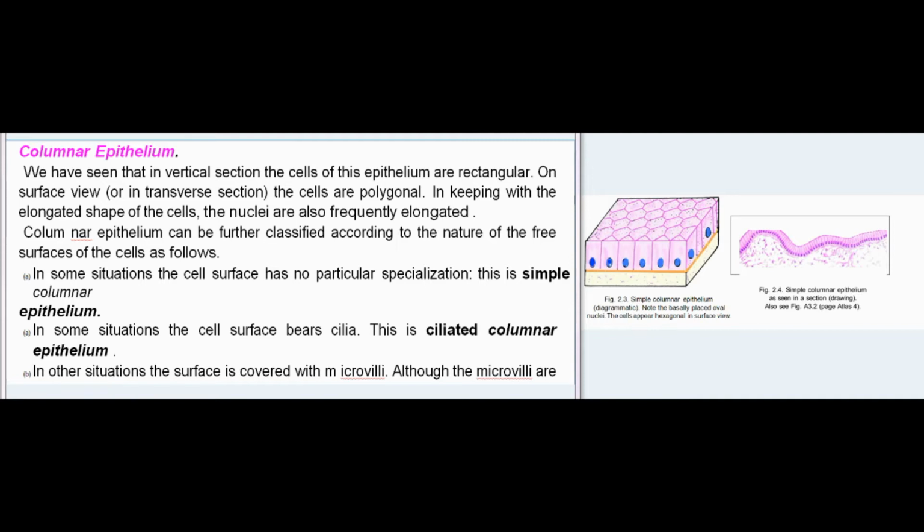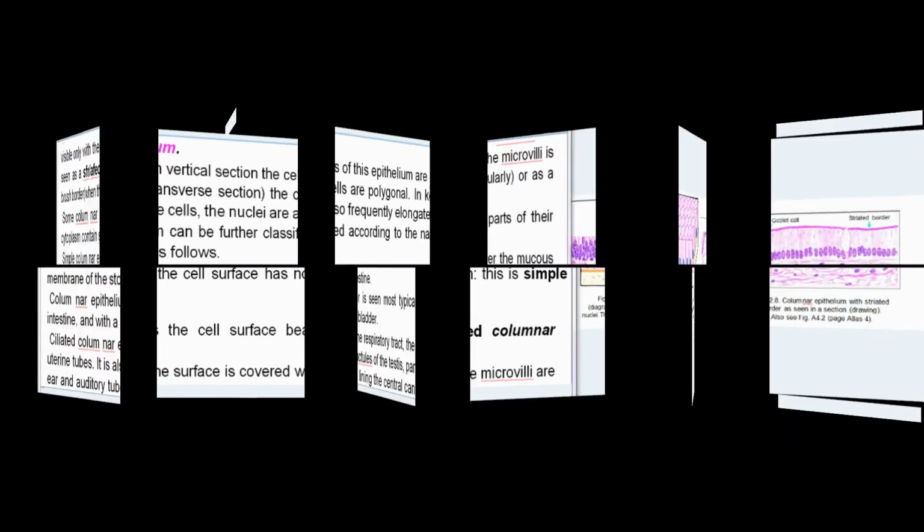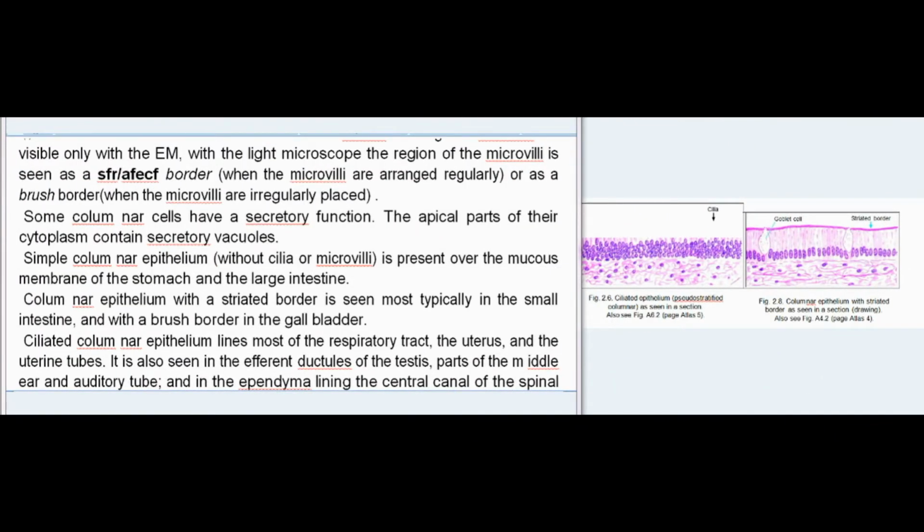A. In some situations the cell surface has no particular specialization; this is simple columnar epithelium. B. In some situations the cell surface bears cilia. This is ciliated columnar epithelium. C. In other situations the surface is covered with microvilli. Although the microvilli are visible only with the electron microscope, the region of the microvilli is seen as a striated border, when the microvilli are arranged regularly, or as a brush border, when the microvilli are irregularly placed.